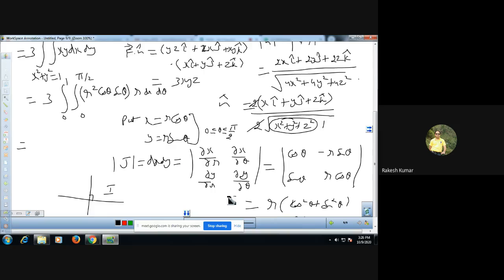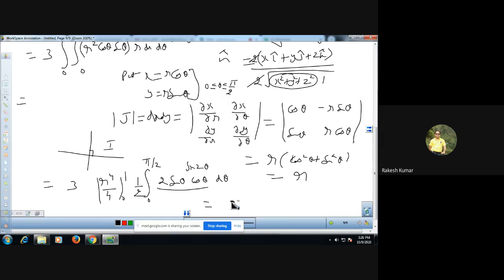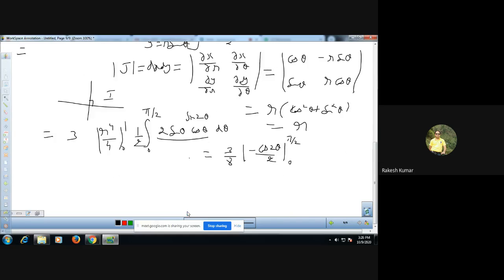Now you can integrate it, and this comes out to r square into r cube. So you can integrate r to the power 4 over 4, from 0 to 1, and theta from 0 to pi by 2. And this is 1 by 2. You can multiply it with 2, so 2 sin theta cos theta will be here, multiplied and divided by 2, because its formula is sin 2 theta. So what comes out is 1 by 8, and the integration of sin is minus cos 2 theta over 2, from 0 to pi by 2. So you can put the limits now and check.